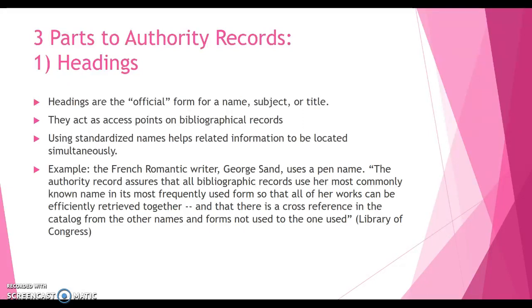For an example, I've borrowed this example from the Library of Congress website. It's about the French Romantic writer George Sand. She uses a pen name in her works, and the authority record assures that all bibliographic records use her most commonly known name in its most frequently used form, so that all of her works can be efficiently retrieved together, and that there is a cross-reference in the catalog from the other names and forms not used to the one that is used, to the authority record heading, like George Sand. That way, if a user searches for her pen name, it's cross-referenced with her official name, George Sand.